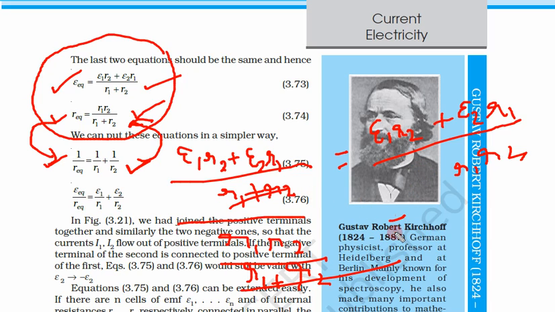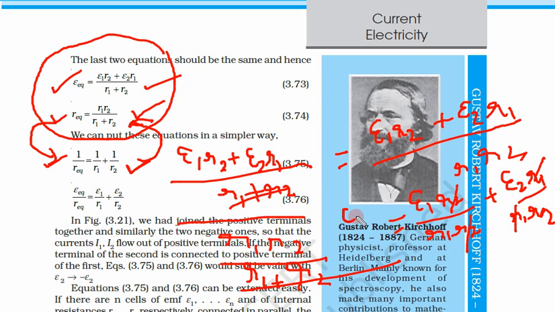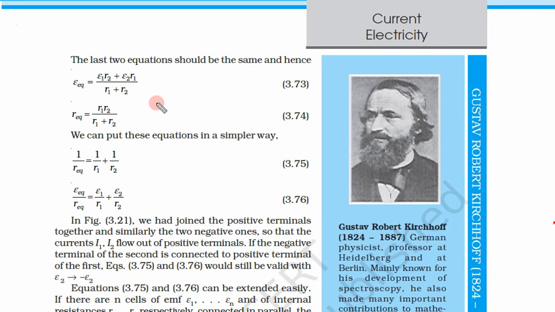So now let us solve further. There can be two parts: epsilon 1 R2 divided by R1 R2, and the second part is epsilon 2 R1 divided by R1 R2. So this R1 and R1 cancel, and here R2 and R2 cancel. So what we get? Epsilon equivalent upon R equivalent is simply epsilon 1 upon R1 plus epsilon 2 upon R2. So now the equations are quite simplified.